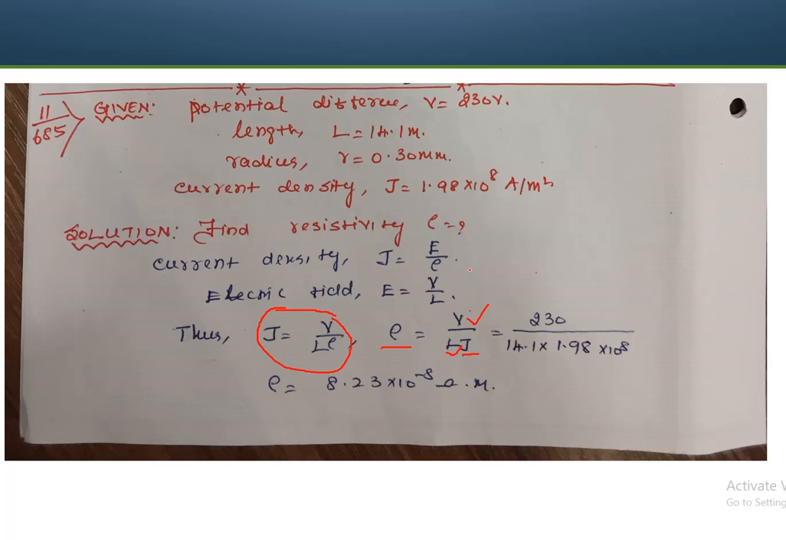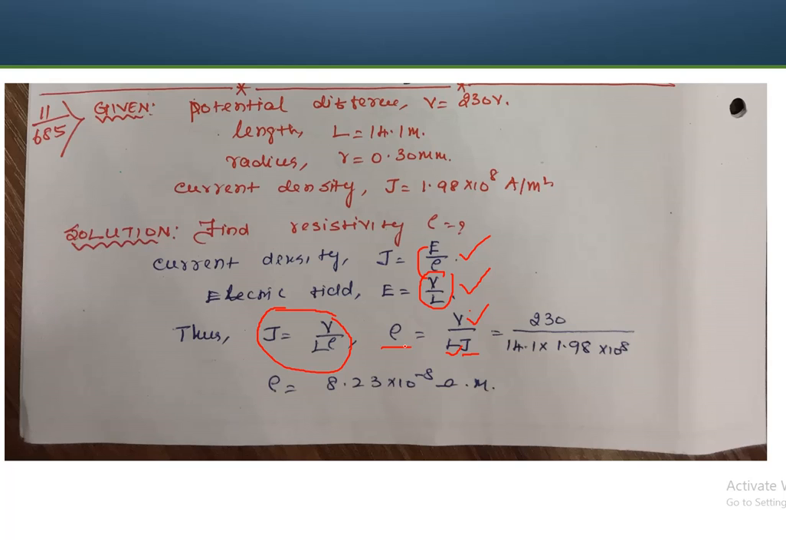I have used two different formulas. One is the current density formula, the other is the electric field formula. The current density J is equal to E divided by rho. This is a standard formula. And then the electric field E is equal to V divided by L. So I substituted the electric field value over here. That's all. When I substitute the electric field in the current density formula, I can easily relate the current density and rho.